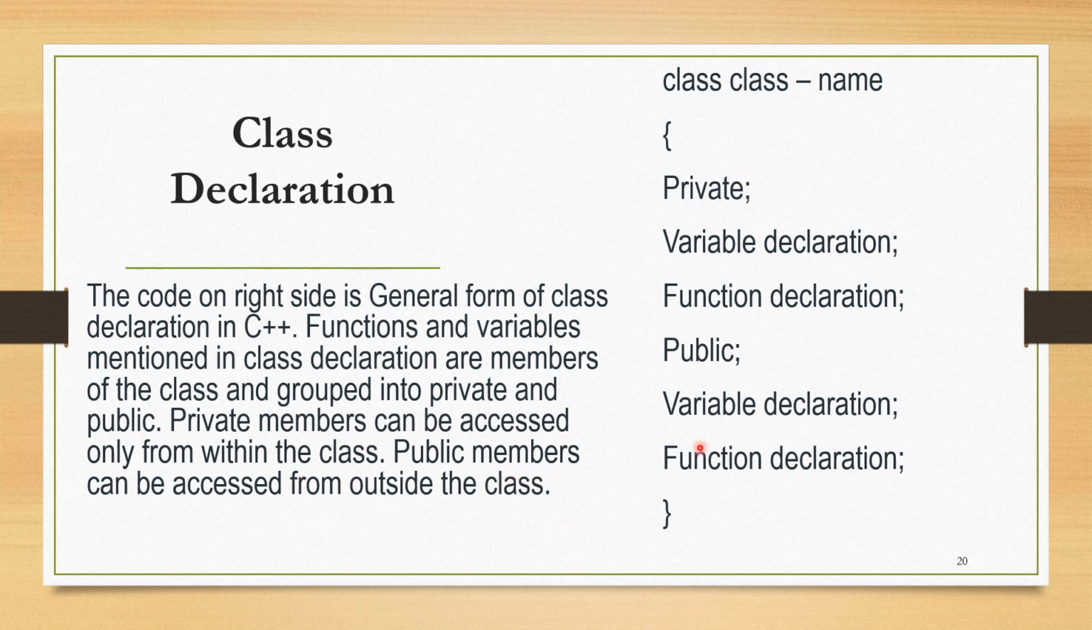This is the class definition. So how do we define it? The class name. Then there are two groups, one is private, one is public. In private, we define variables and functions. In public also, we define variables and functions. This is the close of the definition. This way we define a class in C++.